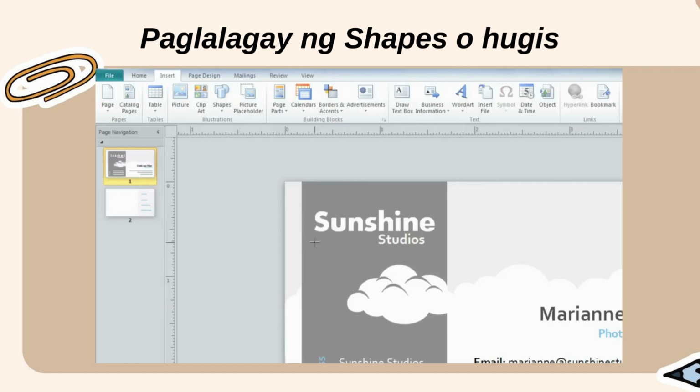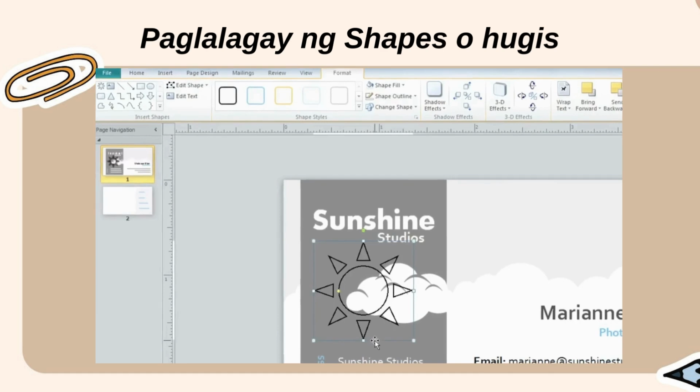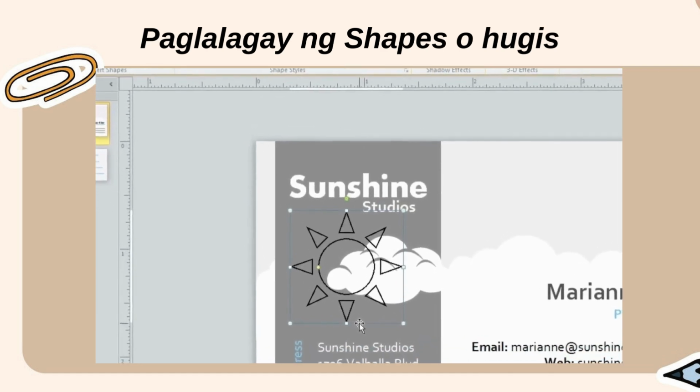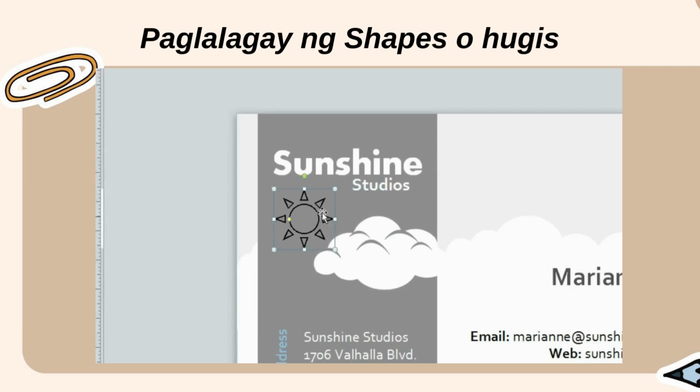Just click, hold, and drag your mouse roughly where you want the shape to go, and now we can start customizing it to fit the style of the project. The first thing I'm going to do is make the shape a little smaller using the sizing handles. These can be found on the sides and the corners of any shape or object in Publisher. Every shape will also have a green handle that you can drag to rotate in any direction.